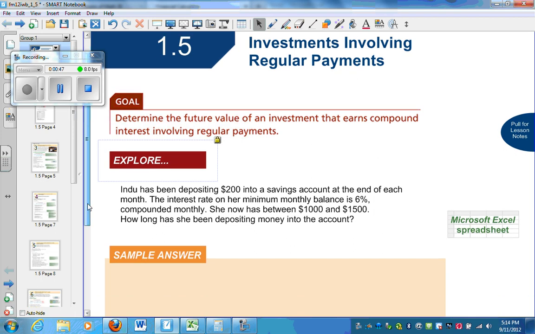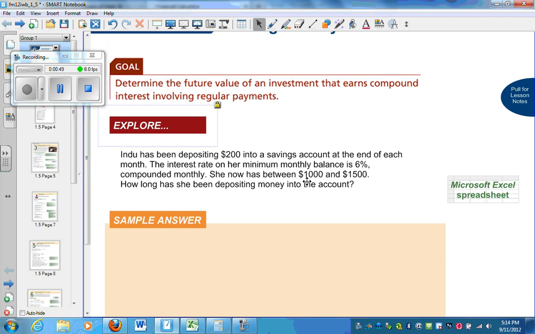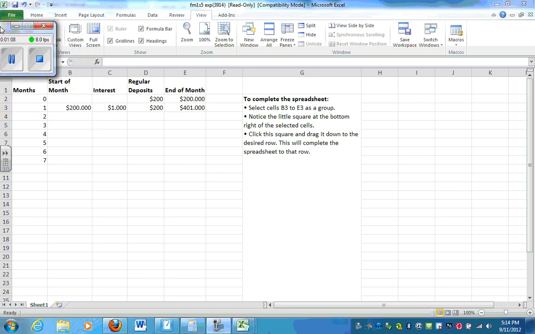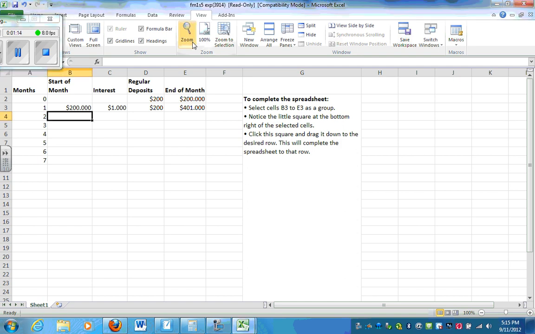Indu has been depositing $200 into a savings account at the end of each month. The interest rate on her minimum monthly balance is 6%, compounded monthly. She now has between $1,000 and $1,500. How long has she been depositing money into the account? Okay, so what we've done is we've set up a little bit of a spreadsheet here, and we're going to spend some time looking at this spreadsheet.